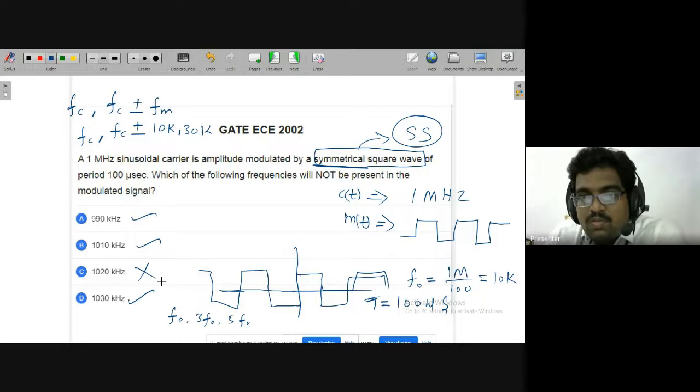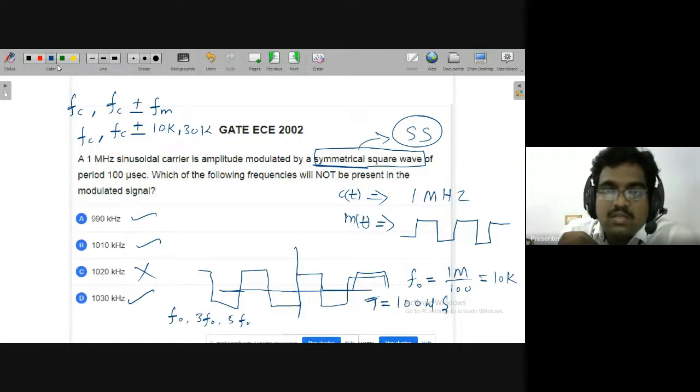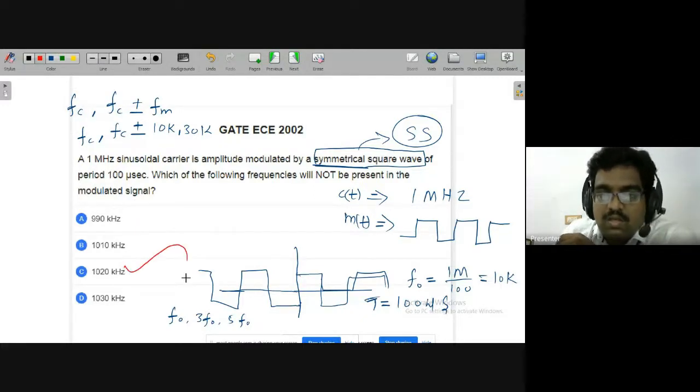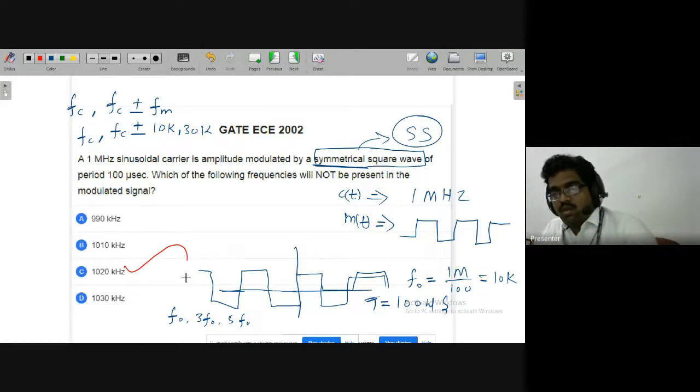So the question is, which of the following frequencies will not be present? That means C is the answer. Here, C is the answer. That means this question is related with signals and systems as well as the communication system.